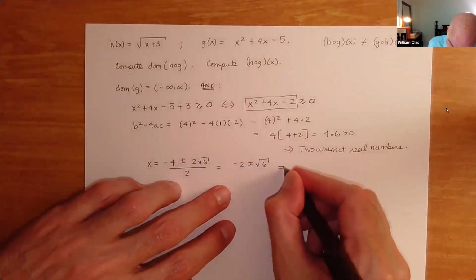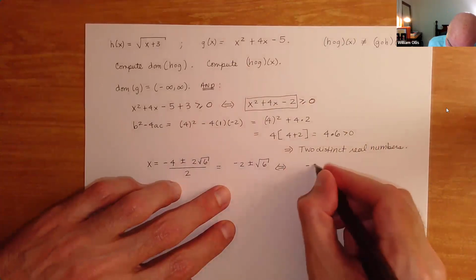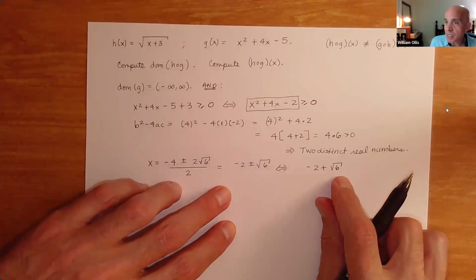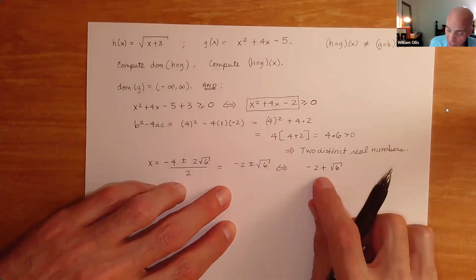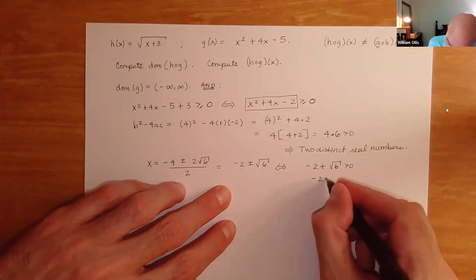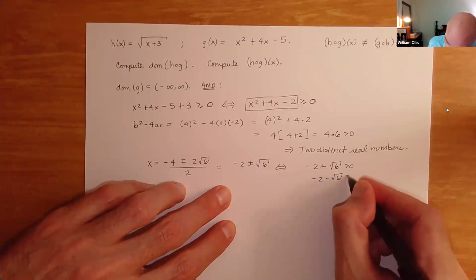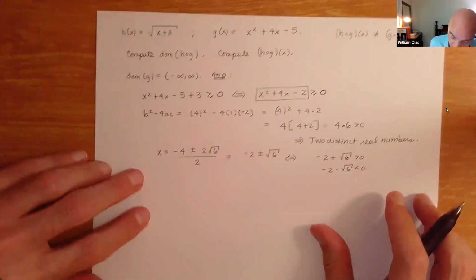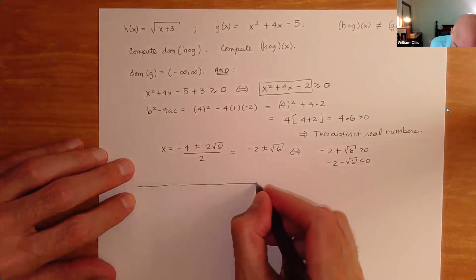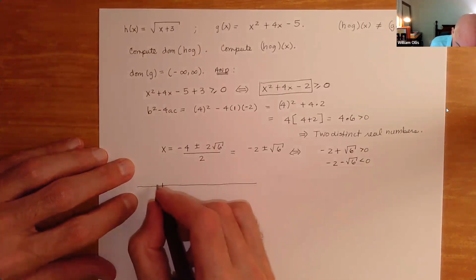So this gives us 2 BVs, that is -2 plus root 6. Again, the square root of 6 is larger than 2, so this is a positive number. And the other real zero is -2 minus the square root of 6, which is clearly negative. So now we can do our BVs and write our complete factorization.